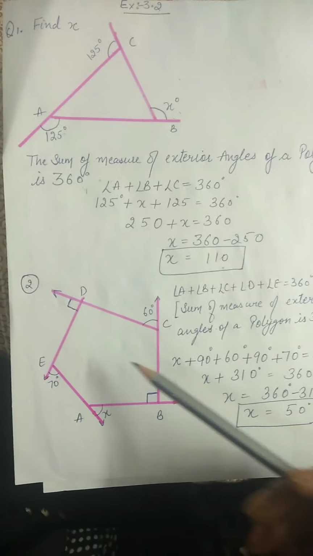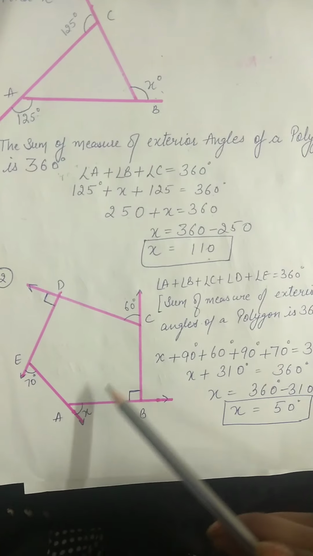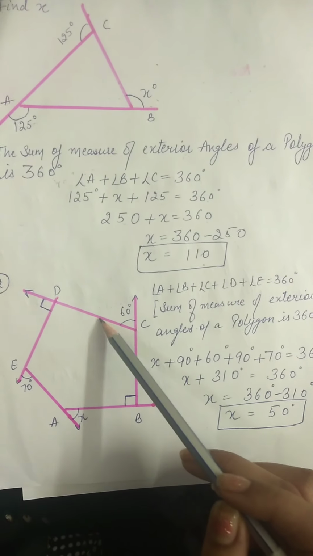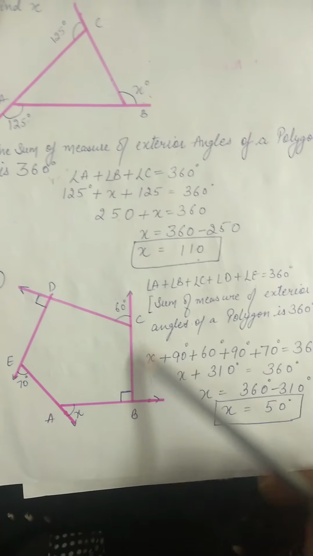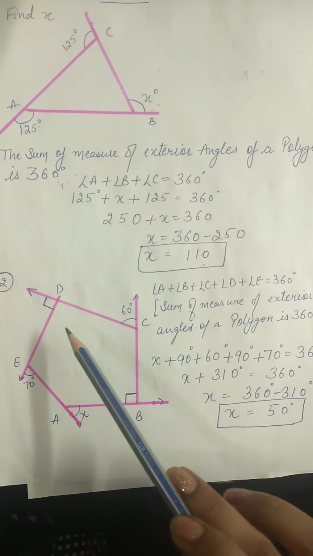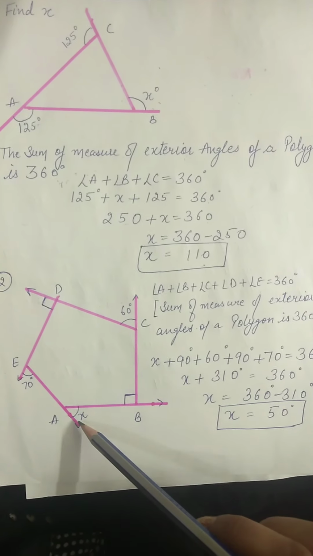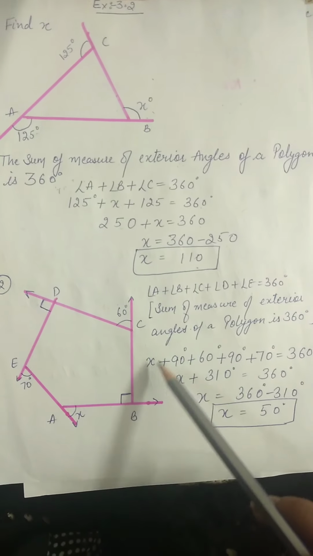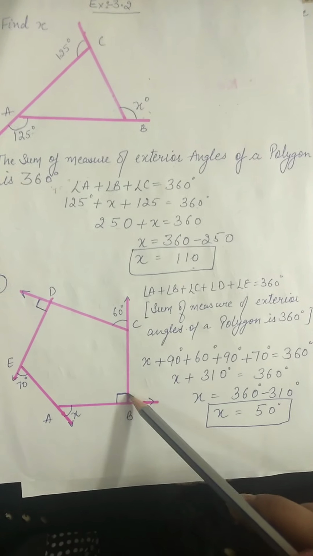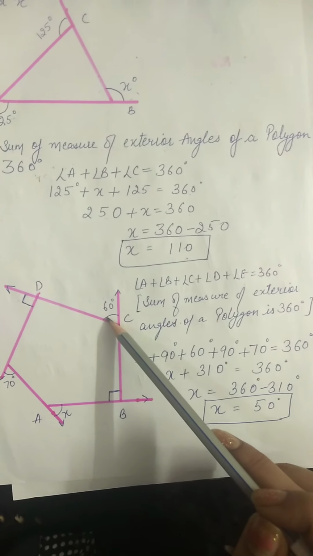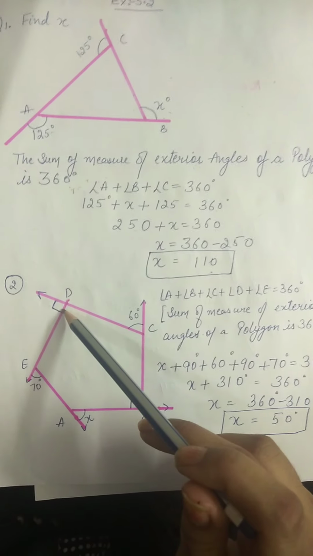Now second question. Here you have 1, 2, 3, 4, 5, that means this is your pentagon. But you know that for any polygon, the sum of exterior angles is always 360 degrees. So you are given angle A is x, angle B is 90 degrees, angle C is 60 degrees, angle D is 90 degrees.